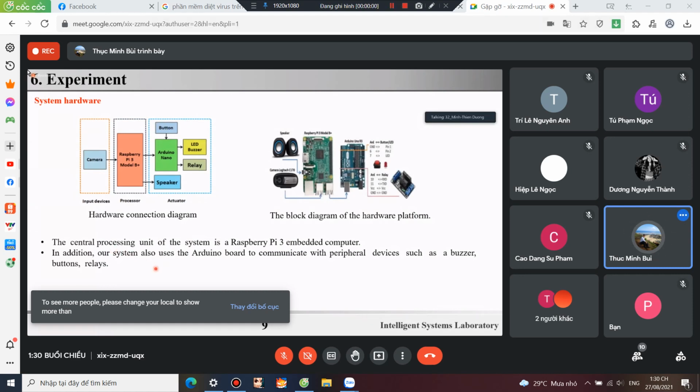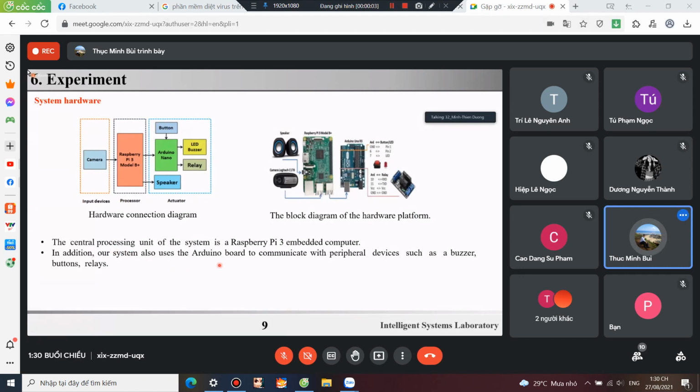The central processing unit of the system is a Raspberry Pi 3 embedded computer. Besides, our system also uses an Arduino board to communicate with other devices like the buzzer, button, and relay.